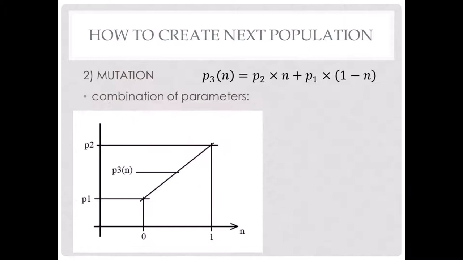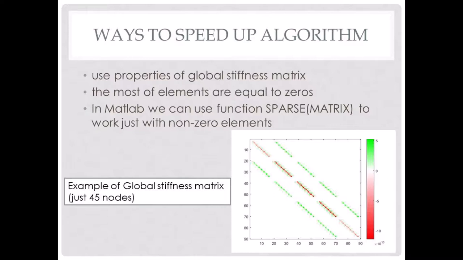Another way of mutation is when we generate a value n in the interval 0 to 1 and we get a mutation between two parameters. The important thing in the algorithm is the time of iteration. Here I show two ways how we can speed up the algorithm written in MATLAB. We can use the properties of the global stiffness matrix. A global stiffness matrix is a banded sparse matrix. It means most of the elements are equal to zero. So in MATLAB we can use the function sparse, whose argument is a matrix, and we can work with just the non-zero elements, and it makes iteration faster.